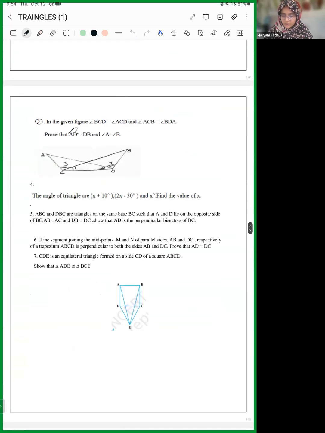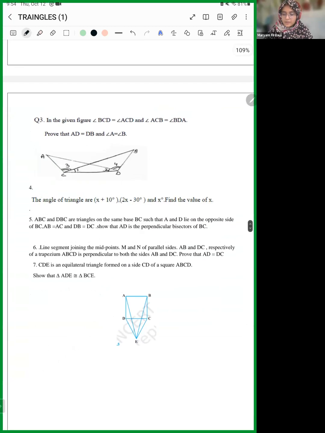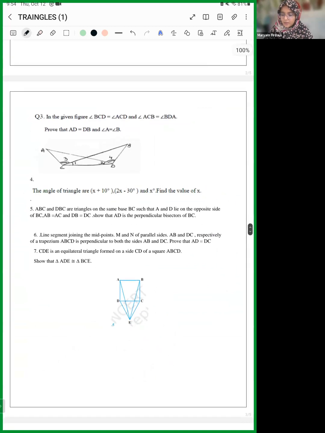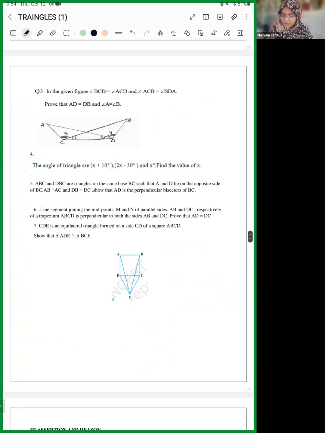This one. Question number 3, in the given figure. This thing. Yes, ma'am. Okay. What doubt do you have in this? Like, I was not able to solve this question, that's why. Okay. Let's do it over here.